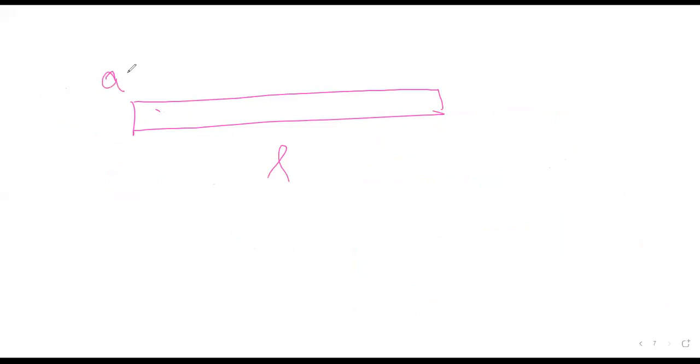So what is this thing? Let's say a bar of length L is given, and the temperature here is A degree, and the temperature here is B degree. Okay, temperature here is A degree and temperature here is B degree. Now I want to write a solution for it. So let's say y(x,t) is the distribution of temperature.